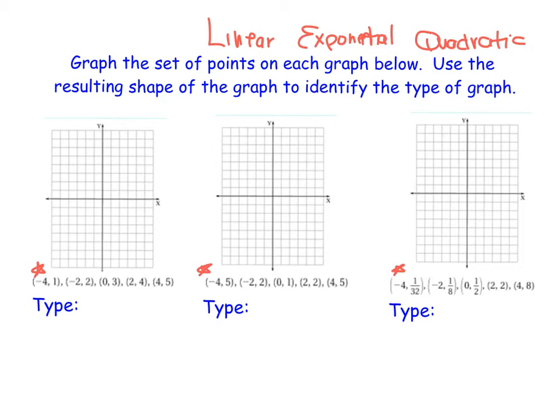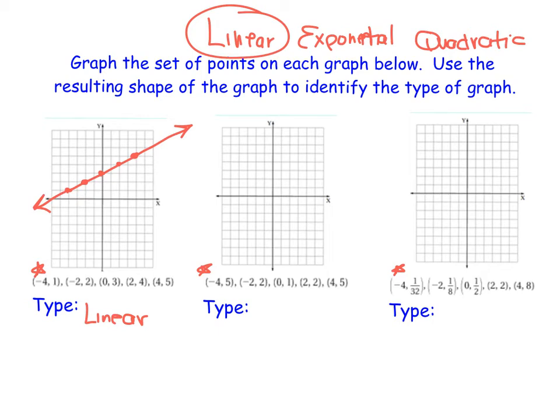So if I start plotting the points for this first one, we have x is -4, y is 1; x is -2, y is 2; x is 0, y is 3; x is 2, y is 4; x is 4, y is 5. And if I were to connect the dots, this looks like a very straight line. And as a result, because I have a straight line, I know that I have a linear function here that is being modeled by these points.